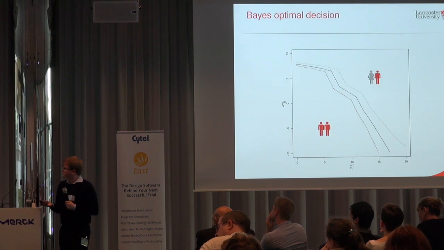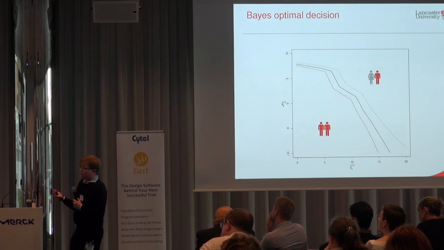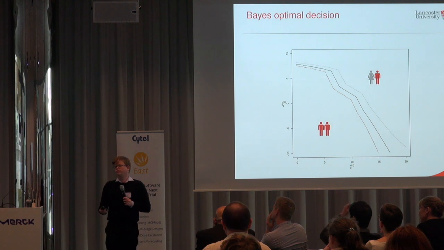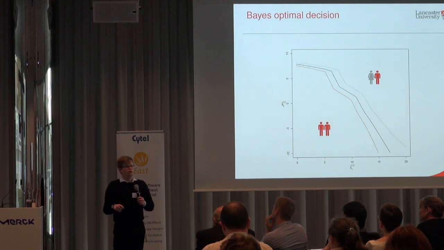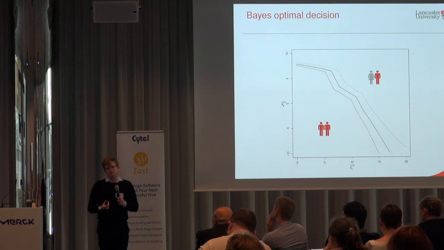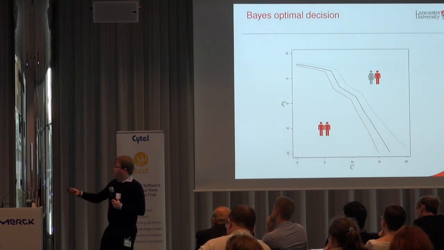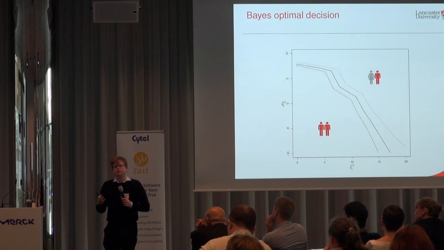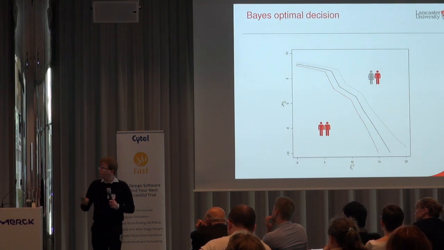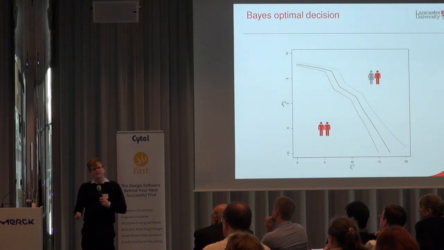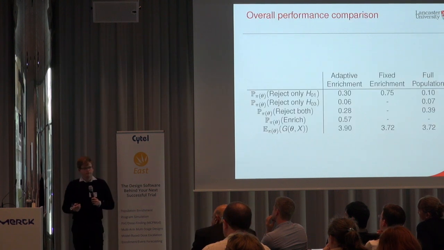The other thing to notice is that this isn't just a linear boundary. So in terms of using thresholds, which is the other way that you might consider going about adaptive enrichment designs, you can see that the thresholds are going to be suboptimal compared to the Bayes optimal boundary. And we've shown that the Bayes optimal boundary is optimal for any particular realization of the first stage data.